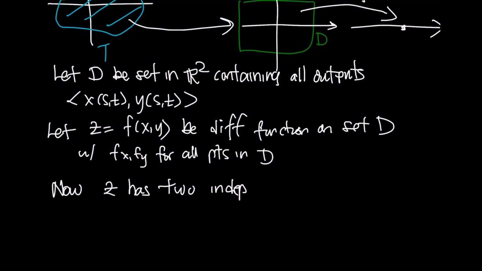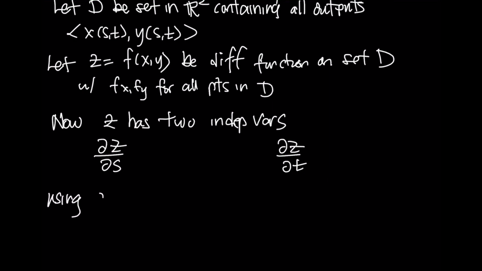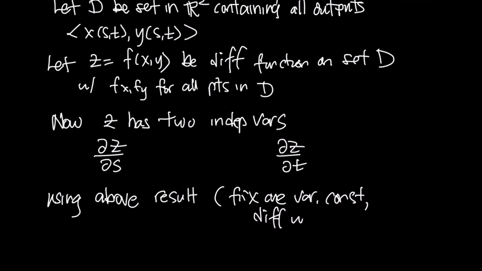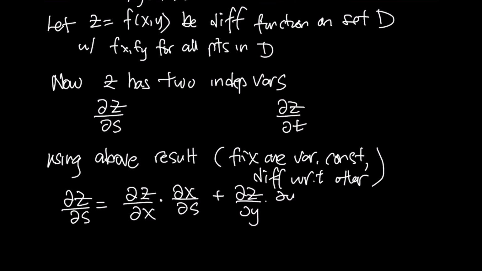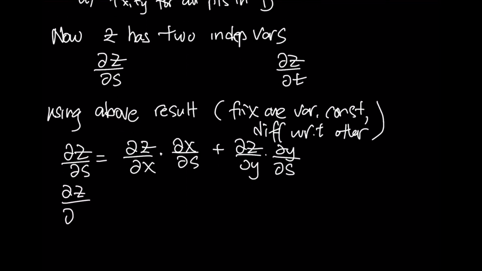And that means there are two derivatives that we want to consider, dz/ds and dz/dt, and they're partial derivatives. So by the definition of partial derivatives and using the result that we got from the previous video, we fix one variable constant and then we differentiate with respect to the other. And from the chain rule result for a single variable, this partial derivative is now dz/dx, dx/ds, plus dz/dy, dy/ds. This partial derivative here, dz/dx, dx/dt, plus dz/dy, dy/dt.